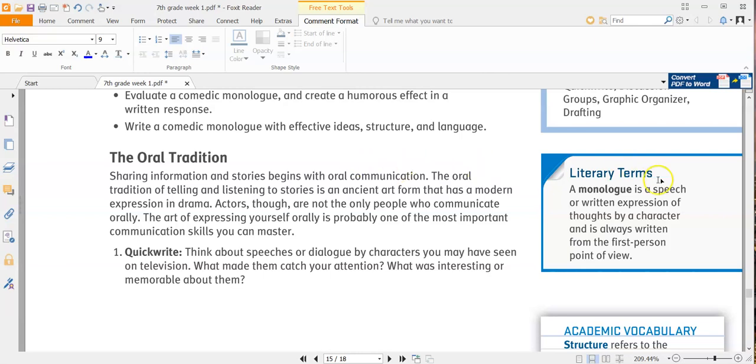So take a second and look to the side where it says literary terms. A monologue is a speech or written expression of thoughts by a character and is always written from the first person point of view. Something they're not mentioning about a monologue is it's usually a lengthy speech by a single person within some kind of a play or movie.